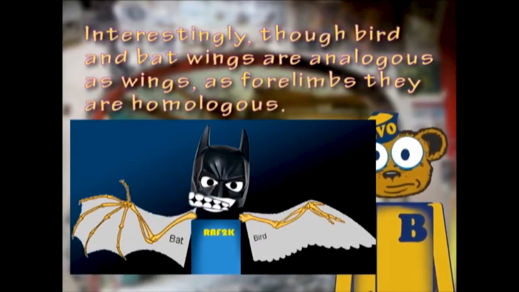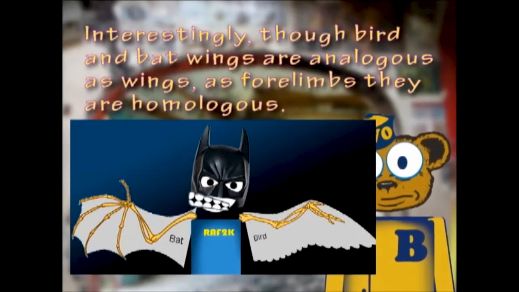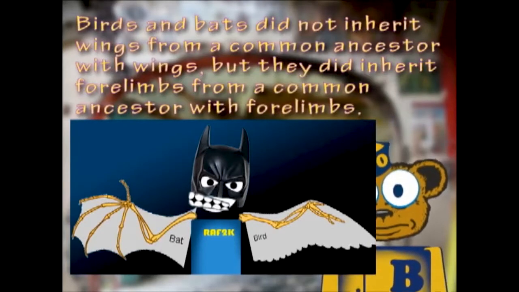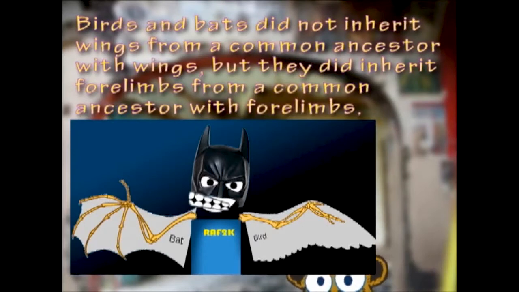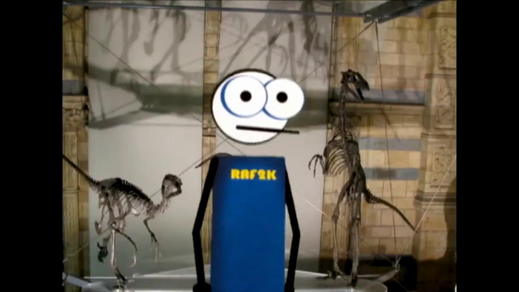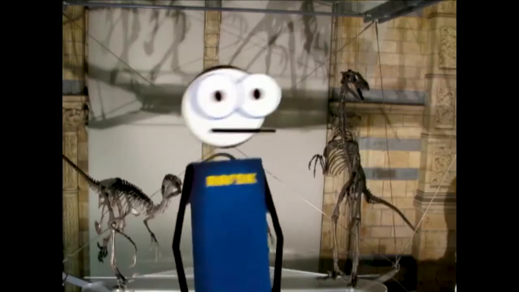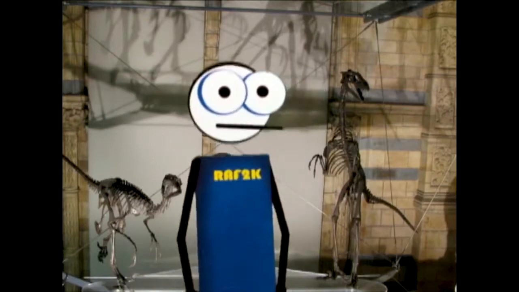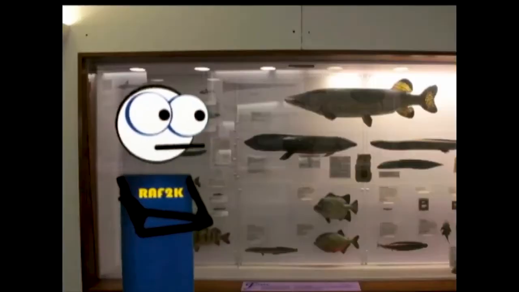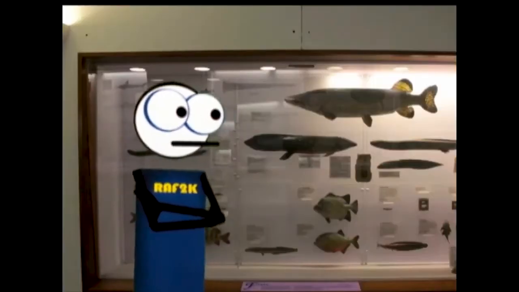Interestingly, though bird and bat wings are analogous as wings, as forelimbs they are homologous. Birds and bats did not inherit wings from a common ancestor with wings, but they did inherit forelimbs from a common ancestor with forelimbs. Let me clarify this. Wings, not homologous. How do we know? Because we believe the birds are dinosaurs, which are lizards, which used to be fish. Uh-oh, fish don't have legs. Okay, so we believe fish grew legs and became four-legged animals.